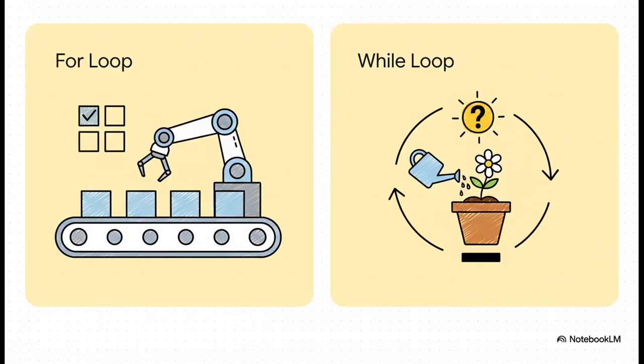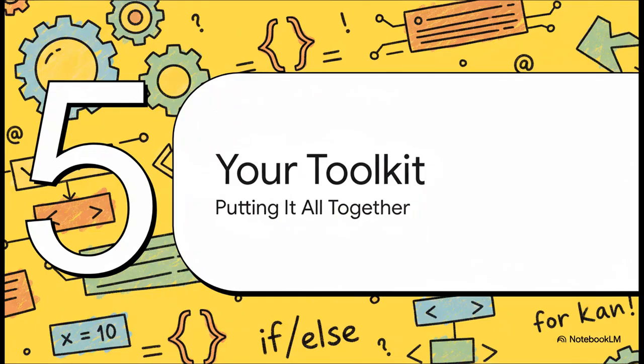So here's the simple way to think about it. You use a for loop when you know exactly how many times you need to repeat something, like process these 10 photos. And you use a while loop when you want to keep doing something as long as a condition is true, like keep checking for new messages as long as the user is online. See the difference? And that's our final piece. We've just put together the fundamental toolkit for telling a computer what to do.